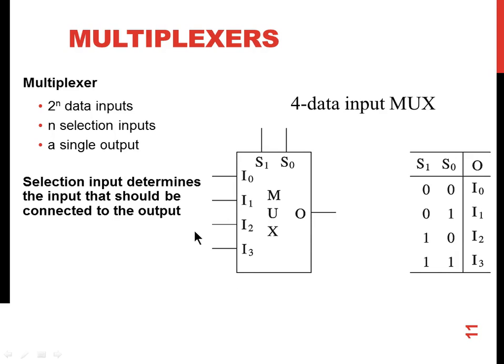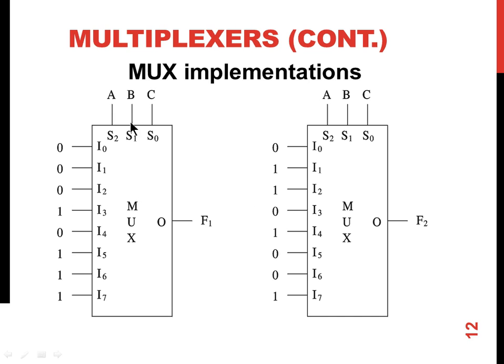You have 2 raised to n number of inputs, n number of select lines, and a single output. Similar to 4:1, there might be other multiplexers like 8:1. If it has 8 inputs, then it needs 3 select lines. 2 raised to 3 is 8 inputs, so 3 select lines are required.